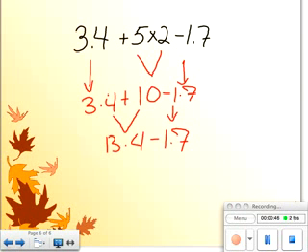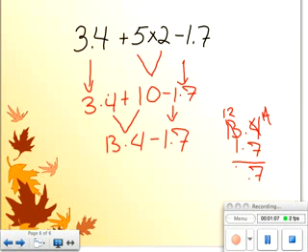I come over here and I write down the problem. And 7 can't go into 4, so I borrow. Fourteen minus 7 is 7. 12 minus 1 is 11. So your answer is 11.7. All right, nice job.